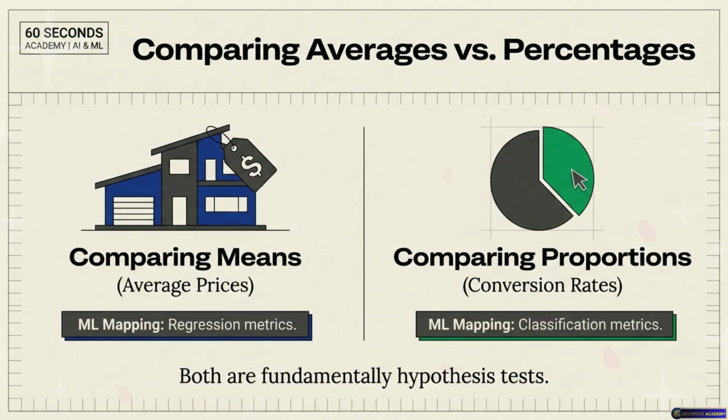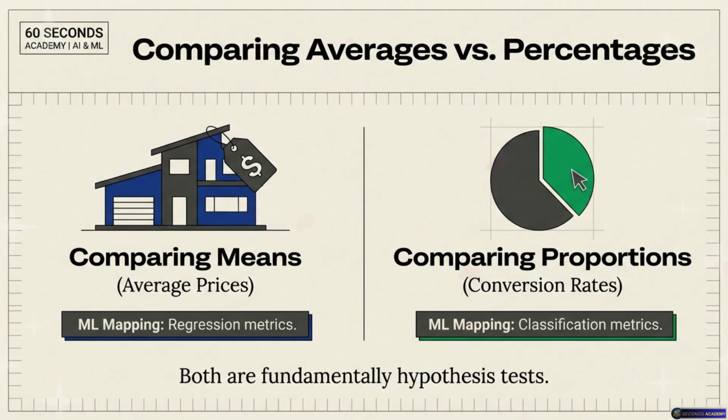When you are predicting a continuous number like the house price or the temperature tomorrow or the exact lifetime value of a customer in dollars, you are building a regression model. Evaluating the performance of a regression model involves metrics fundamentally based on analyzing means, like mean squared error or mean absolute error.